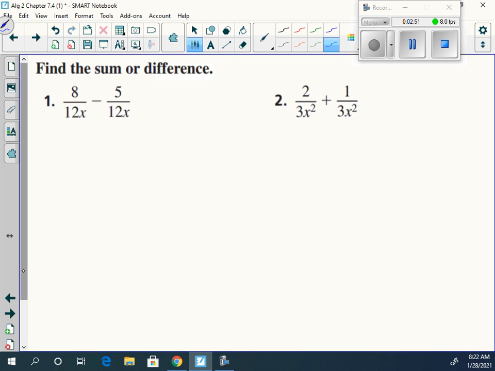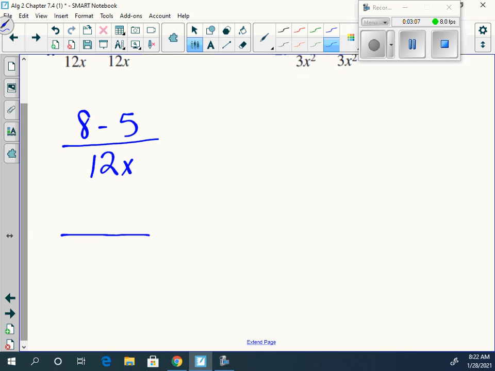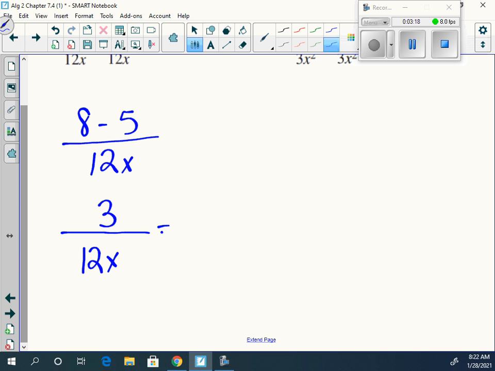8 over 12x minus 5 over 12x. Can we subtract these from each other? Yes, because the denominators are the same. So the denominator would be 12x. In the numerator we'd have 8 minus 5. Well, 8 minus 5 would be 3, so 3 over 12x, which simplifies to 1 over 4x. Because the 3 over 12 will simplify to 1 fourth. And that's it.